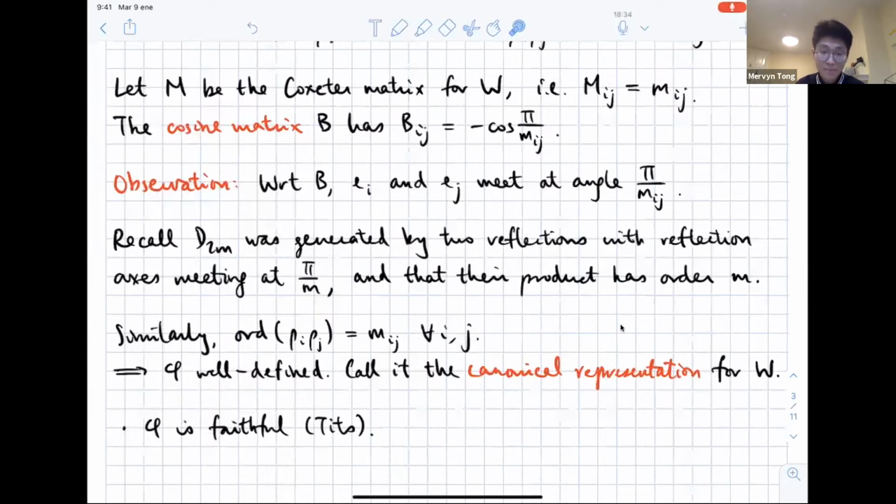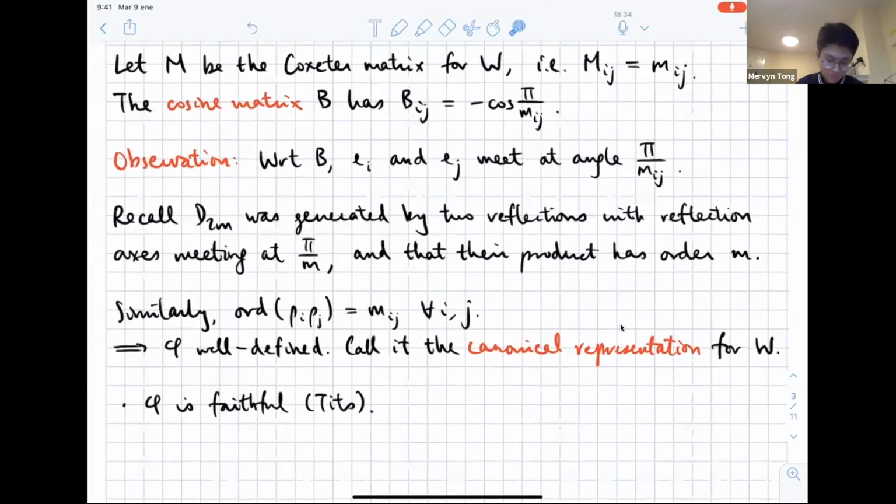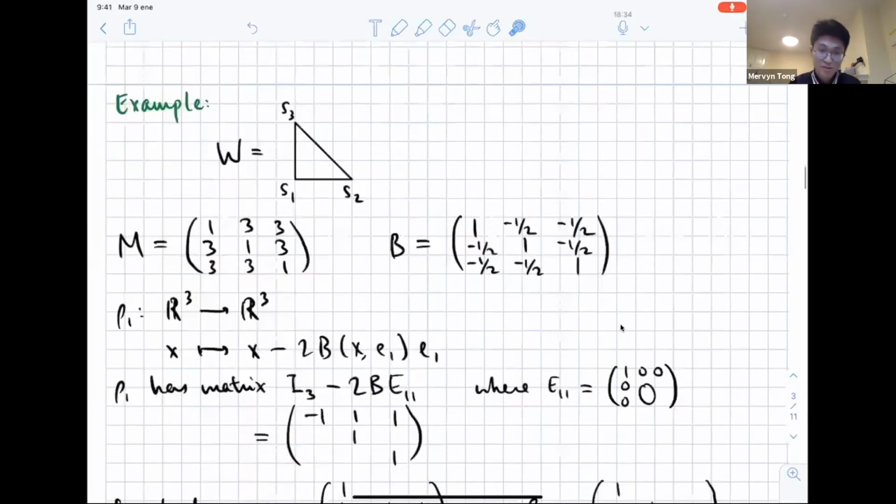So that's saying that phi is well defined. The fact that phi is faithful is true, but much harder, and is due to a theorem by French mathematician Jacques Tits. Once again, I'm not going to try and explain it here. So let's do an example.